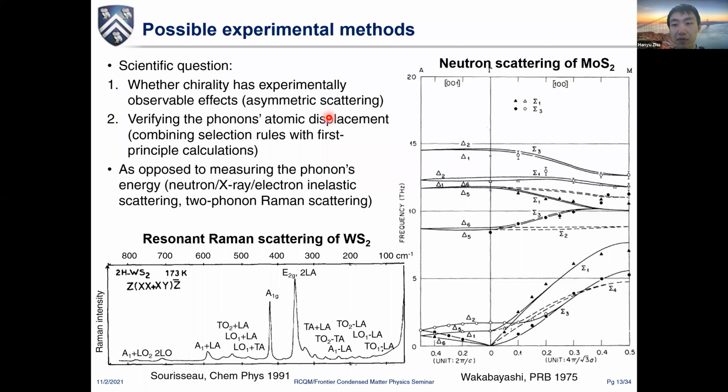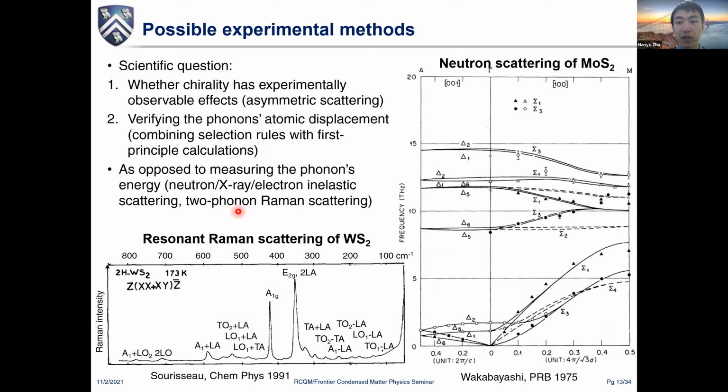So realizing these two objectives are very different from what people typically do for phonons, where only the energy is the center of research. Of course, there are ways to study finite momentum phonons that include neutron scattering, X-ray scattering, electron loss spectroscopy, and optical spectroscopy can also study phonons with finite momentum.